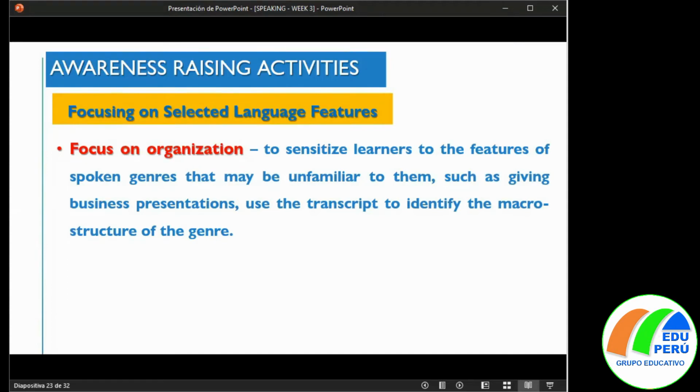Notice, it depends, no? It depends according to the genre, no? The spoken genres. In a conversation, for example, no? You want to order a meal. So what do you need to do first?